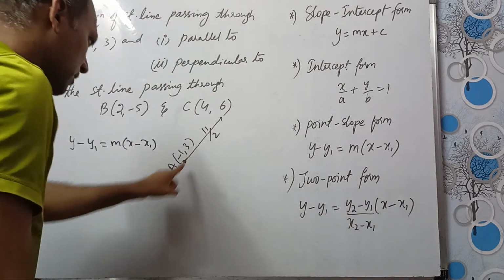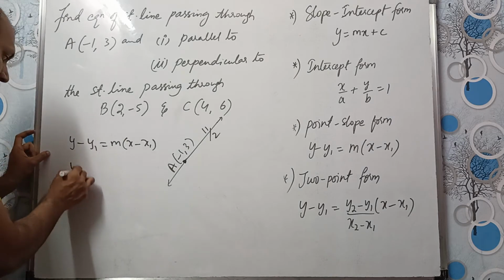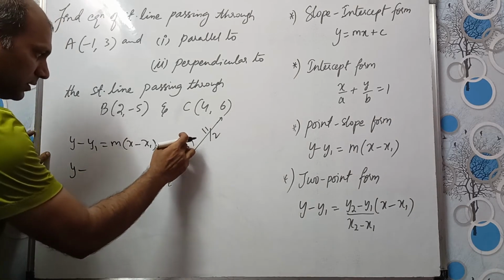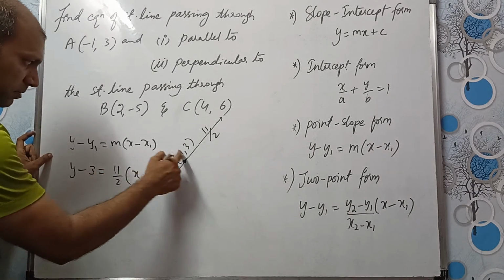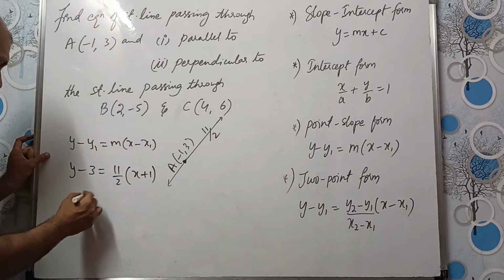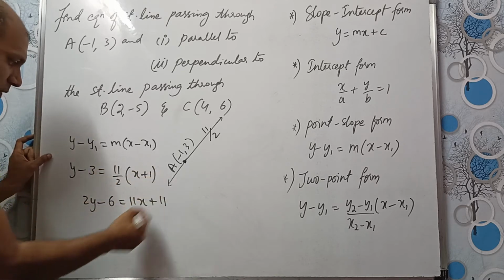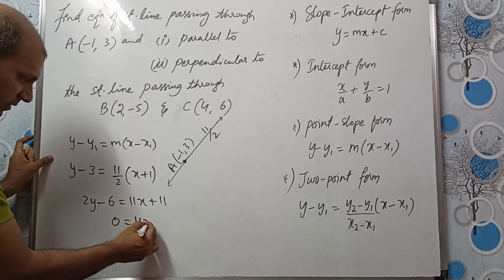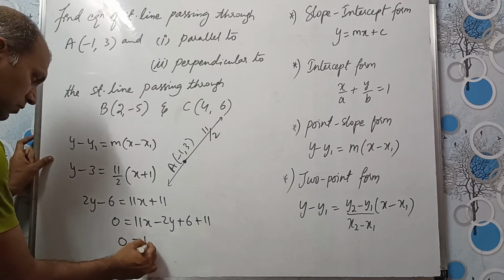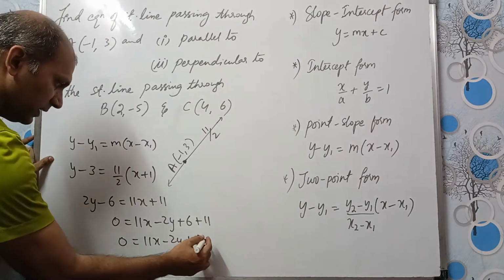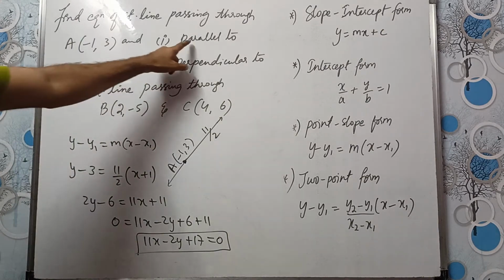Now we need to find the equation of this line. We have point, we have slope, so point slope form. So y minus y1, this is x1, y1: y minus 3 is equal to m, which is 11 by 2, multiplied by x minus of minus 1, that is x plus 1. So 2 goes on the other side: 2y minus 6 is equal to 11x plus 11, 11 into x, 11 into 1. So 2y goes on the other side: 11x minus 2y plus 6 plus 11 equal to 0, so 11x minus 2y plus 17 equals 0. So this is the equation, first bit.